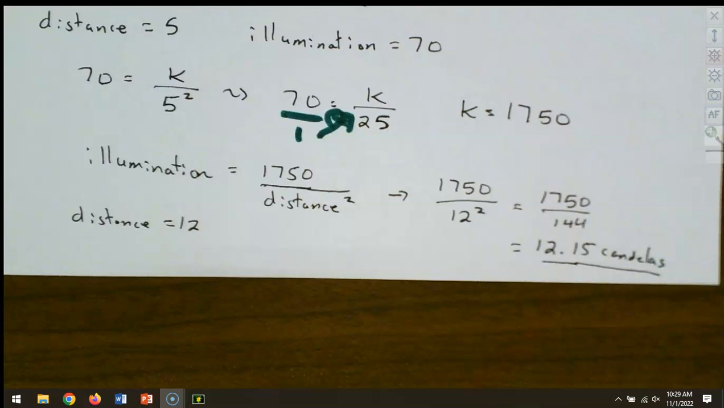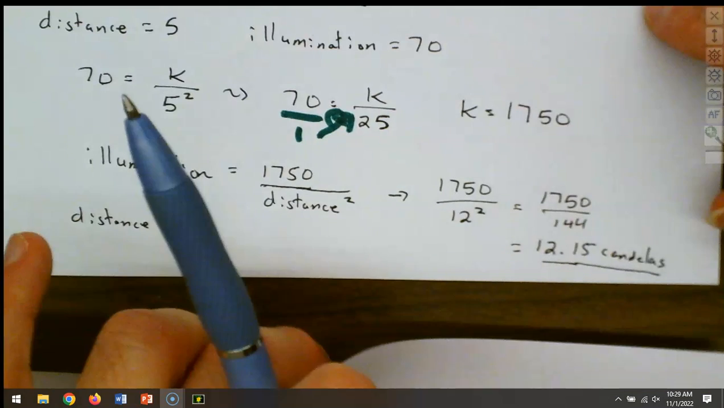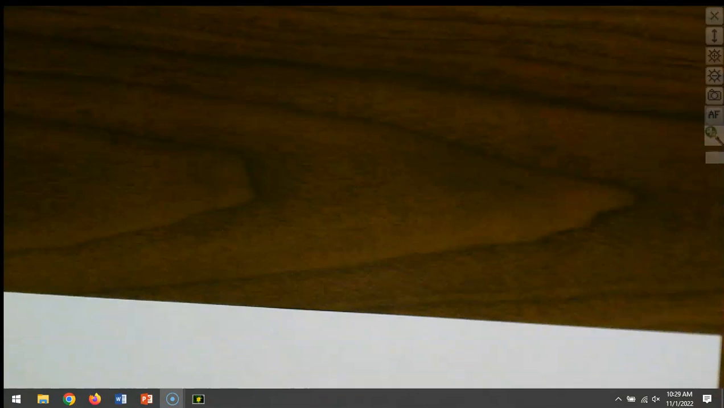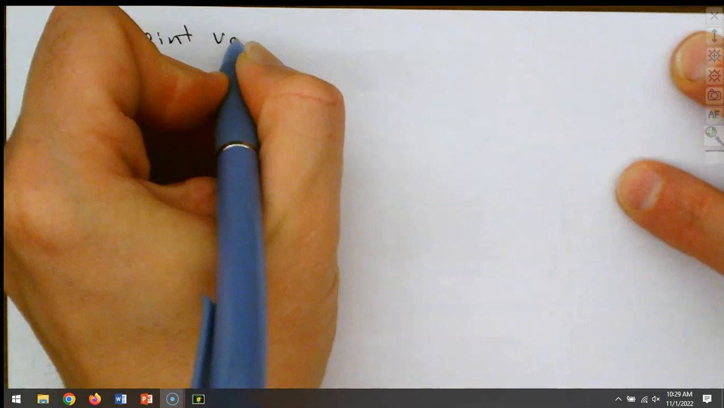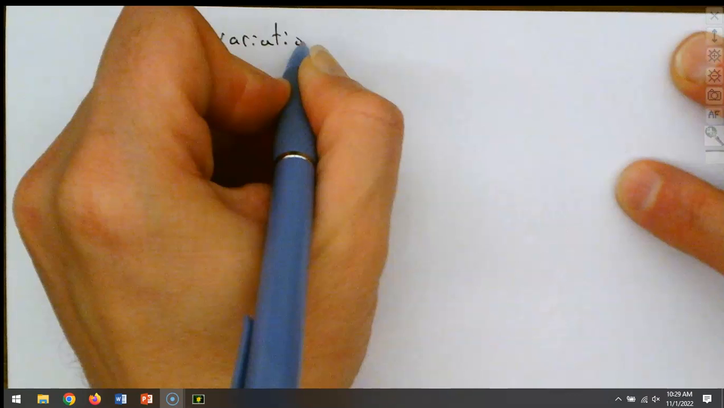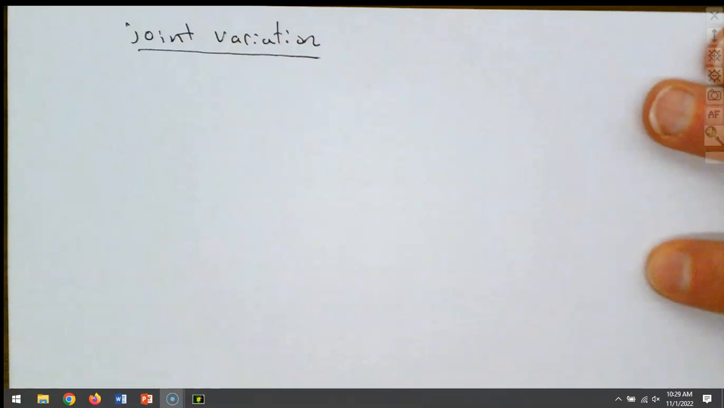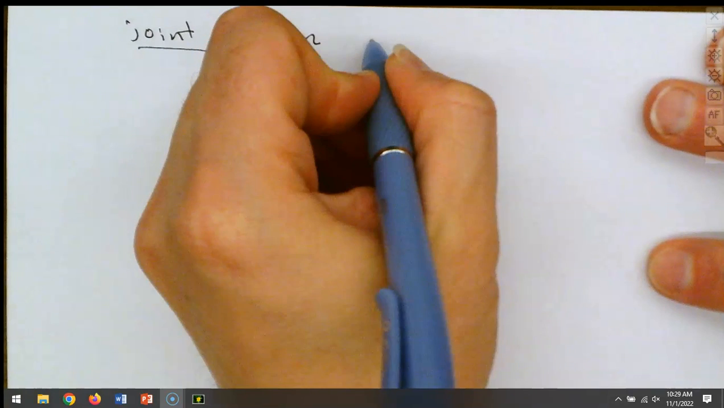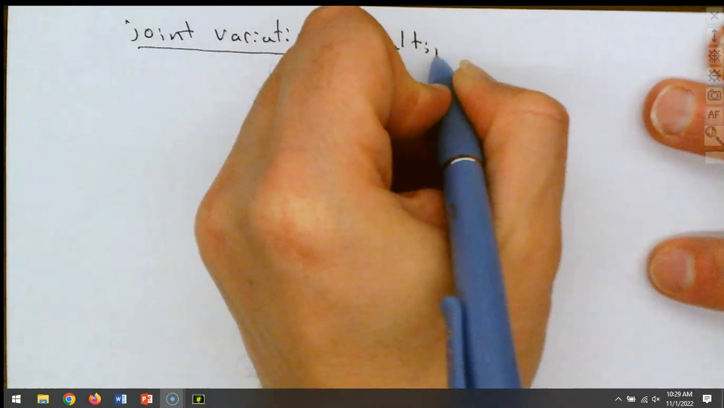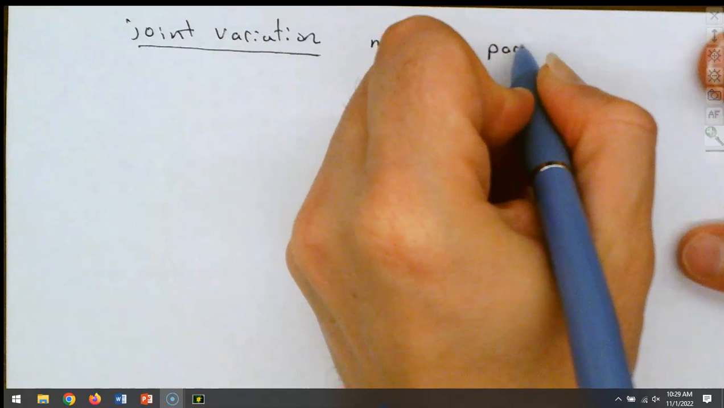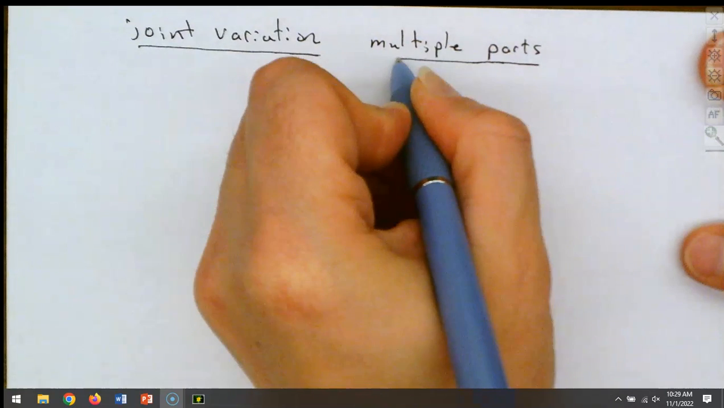Okay. All right. So now let's look at joint variation. And joint variation is where all the pieces go together. So when we talk about joint variation, that just means we have multiple parts going together. They can be dividing, they can be multiplying. So when we talk about joint variation, we have multiple parts, so multiple parts or multiple variables.